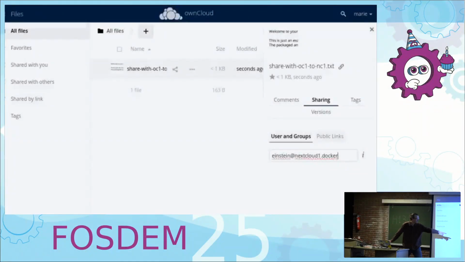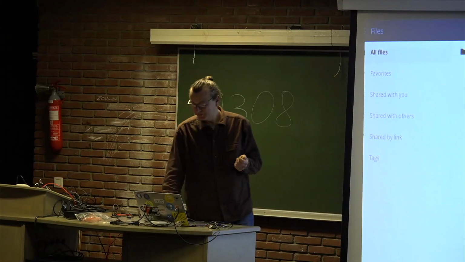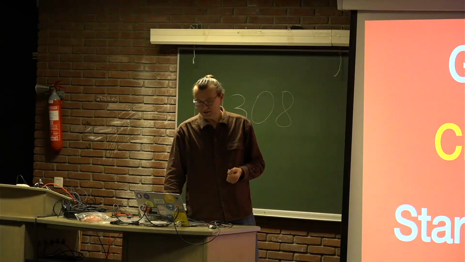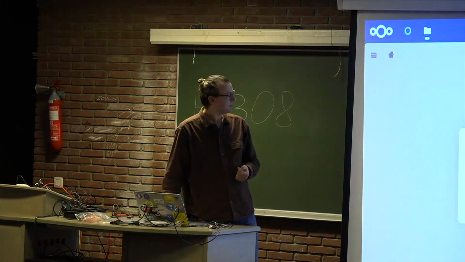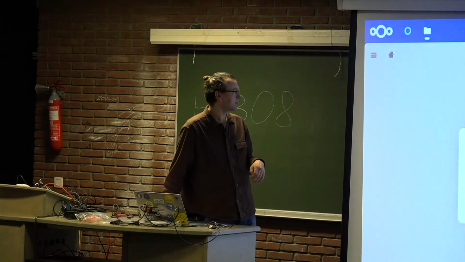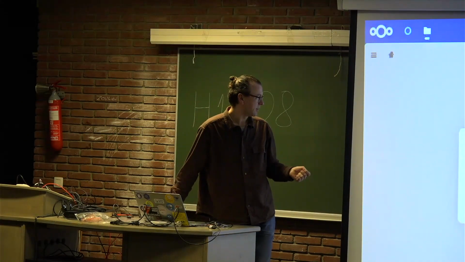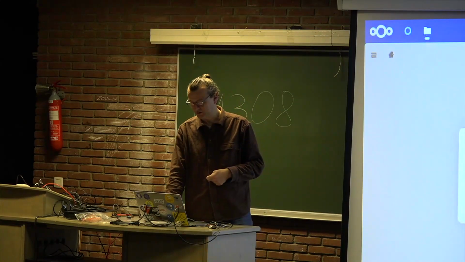Something like this, right? You type here, this is an ownCloud server, and you type here, I want to share this with Einstein at nextcloud1.docker. This is from our test environment. You want to share this file with somebody at another server. And the user who is the recipient gets notified. There'll be a dialogue. In this case, it's a Nextcloud server that says, do you want to add the remote share from this person at this ownCloud server?